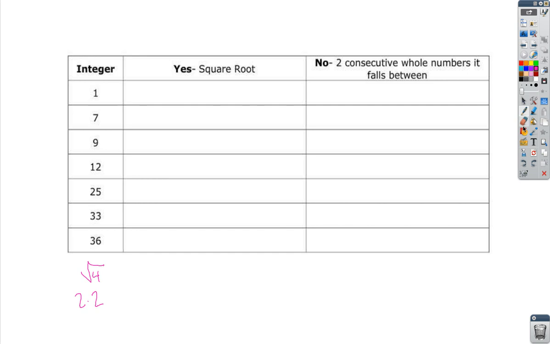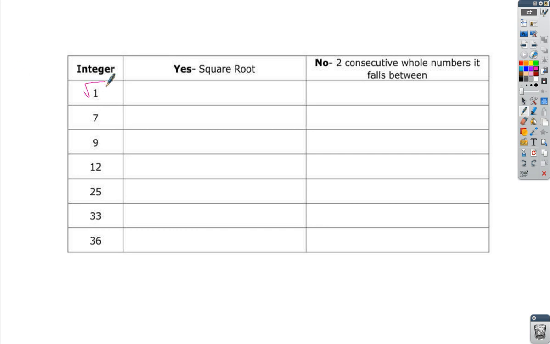Okie dokie. So for this section, we are going to be looking at some integers and deciding if we can take the square root of it or not. And if we can't, we're going to be putting it in our no column. So that means we'll be finding the two consecutive whole numbers it falls between. That would be whenever you take the square root, but we'll get into that once we get there. So let's look at our first number.